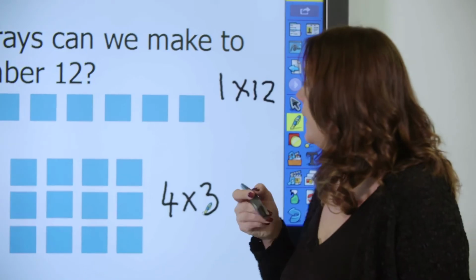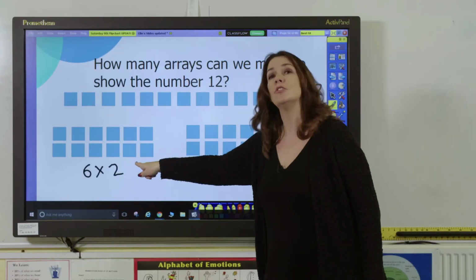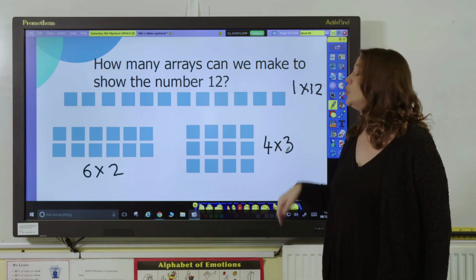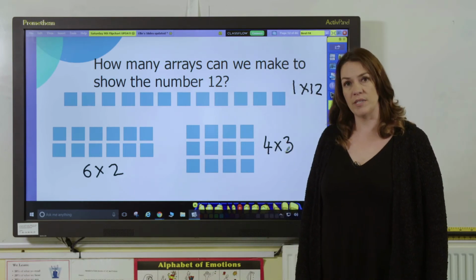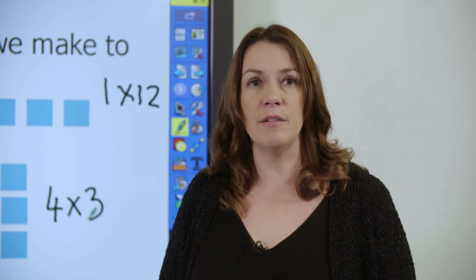So from this, we can see that the factors of 12 are 1, 12, 6, 2, 3 and 4, so 12 is a composite number. You can also investigate prime numbers and composite numbers using a 100 square to look for patterns. So there you go, there's just some simple ideas for teaching prime and composite numbers.